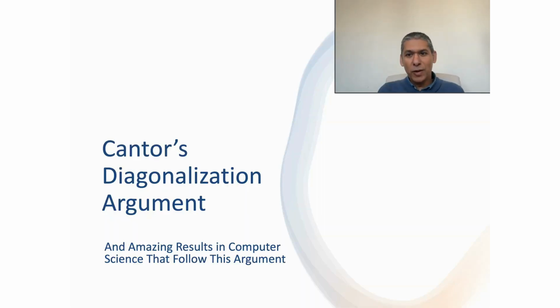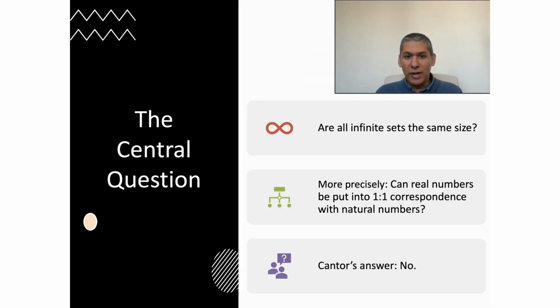All right, everyone. Today we're going to be talking about Cantor's diagonalization argument and amazing results in computer science that follow this argument. Okay, let's dive right into it. So the central question that Cantor helps us understand is if all infinite sets are the same size. More precisely, can the real numbers, even in a limited range, let's suppose from 0 to 1, be put into 1-to-1 correspondence with natural numbers? And Cantor's answer to that question is a resounding no.